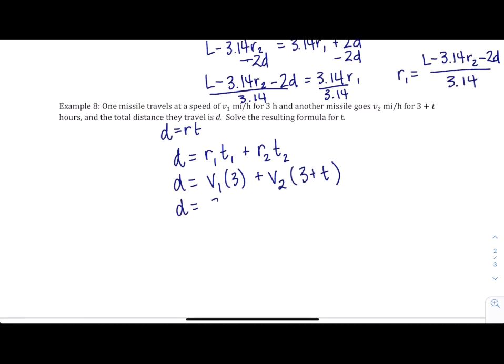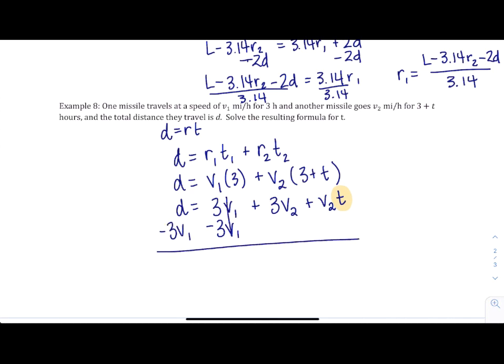So I'm going to rewrite this. I like to have my numbers first, and so I'll distribute. This is 3v2 plus v2t, and we're trying to solve for this t. So let's subtract the 3v1, and it cancels there. I have d minus 3v1 equals 3v2 plus v2t.